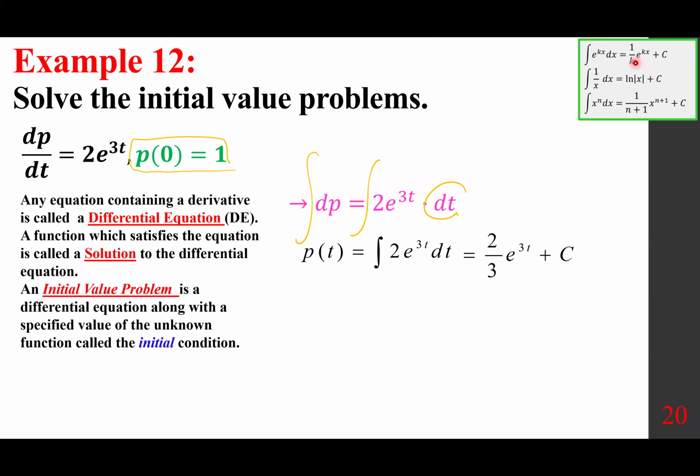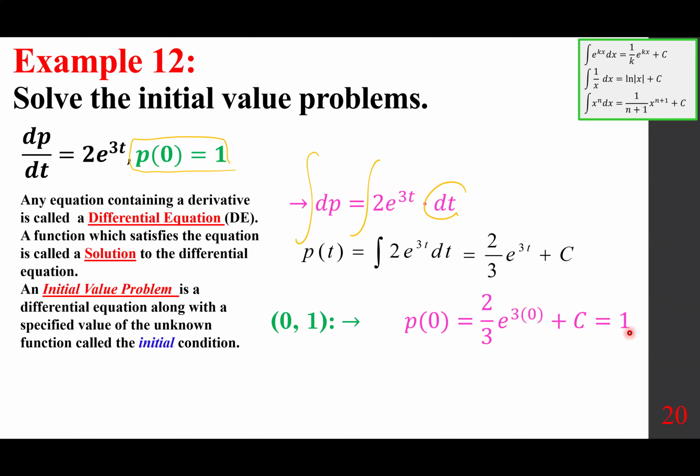Now, let's say this wasn't there. We are done. That's the good old integration, anti-differentiation problem. What makes this an initial value problem, we have one pair, 0, 1, meaning replace the t with 0 and p of t, or y, if you will, with 1. So p of 0, 2/3 e to the power of 3 times 0 plus c must be equal to 1.